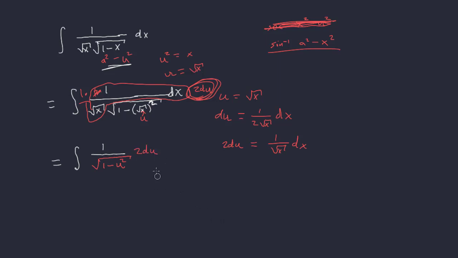Okay, so I can move this around a little bit. So now this is just our sine inverse pattern. We'll have that 2 comes along for the ride. It'll be sine inverse of u plus c. Now our u was the square root of x, so we'll get 2 sine inverse the square root of x plus c. And there we go.